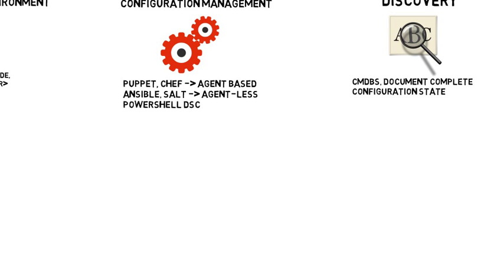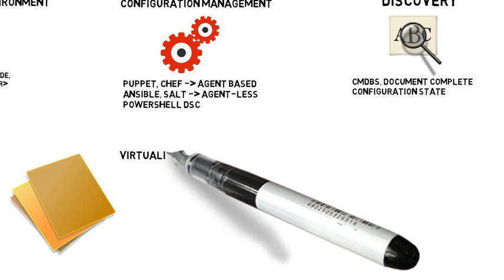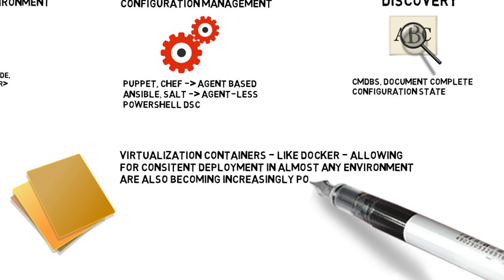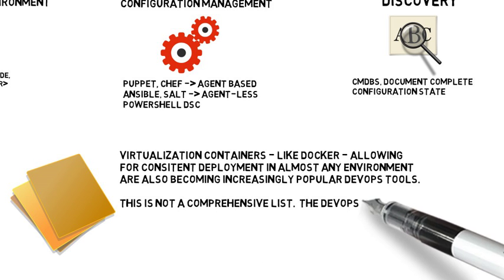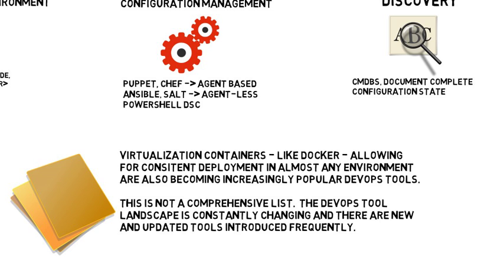Now, let's take a look at a few notes on the DevOps toolchain. The first thing that I would like to note is that virtualization containers like Docker, allowing for consistent deployment in almost any environment, are becoming increasingly popular DevOps tools. Another thing is that this is not a comprehensive list that I'm giving you. The DevOps tool landscape is constantly changing, and there are new and updated tools introduced frequently.